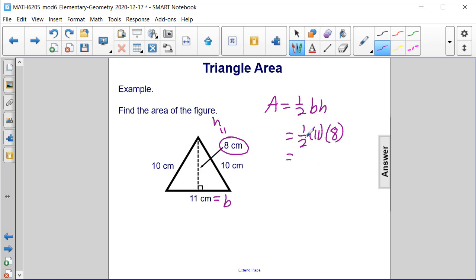And remember, in multiplication, the order doesn't matter. So we could do 1/2 times 8 and get 4, and then 4 times 11 is 44. So the area of this triangle is 44 square centimeters.